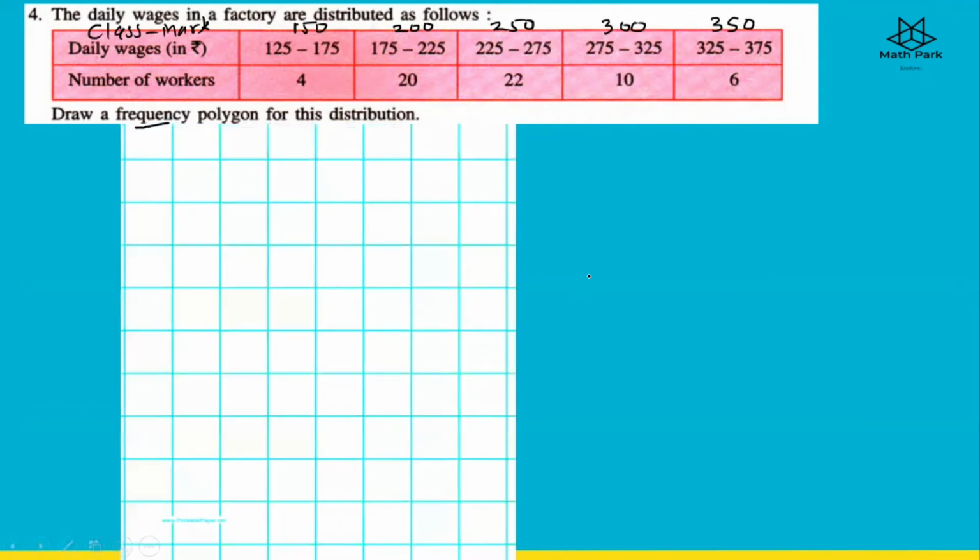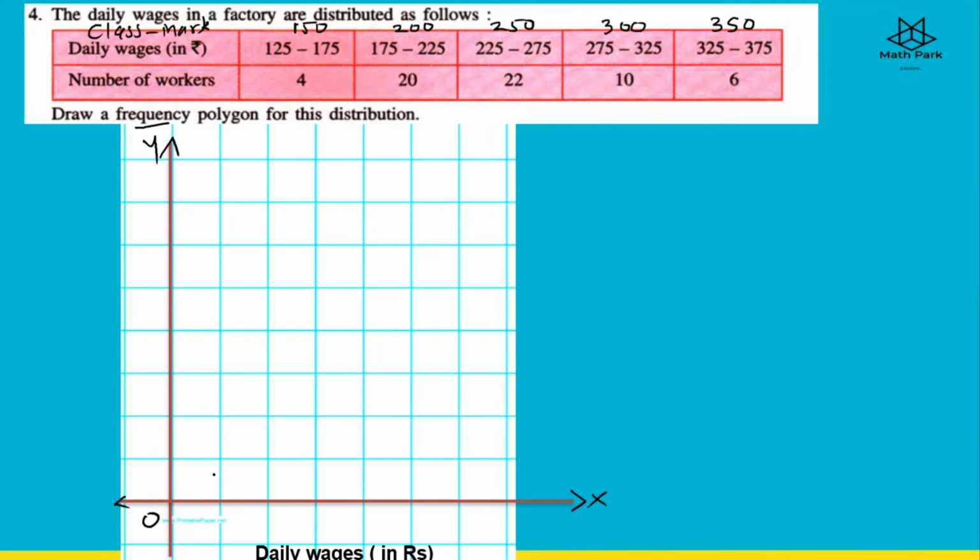So here we have daily wages, and here we have our y-axis. This is our x-axis, and the daily wages we are going to plot on the x-axis. Here we will directly take the midpoints. So we can have 150 here, 200 here, 250 here, 300 here, and then 350 here. Now the difference here is only 50, but here the difference is 150. That is why we will show the break of axis or a kink, right?